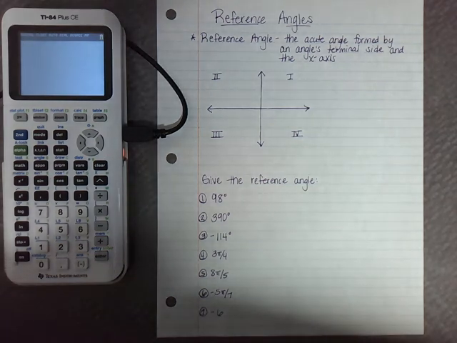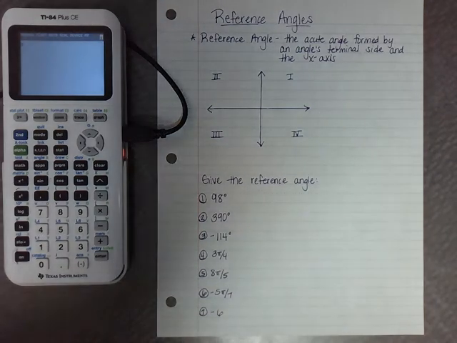In this video, we're going to look at how to find reference angles. Reference angles are going to play a big part moving forward as we move into learning the unit circle. So the definition of a reference angle is the acute angle. Remember, acute means less than 90 degrees, formed by an angle's terminal side and the x-axis.